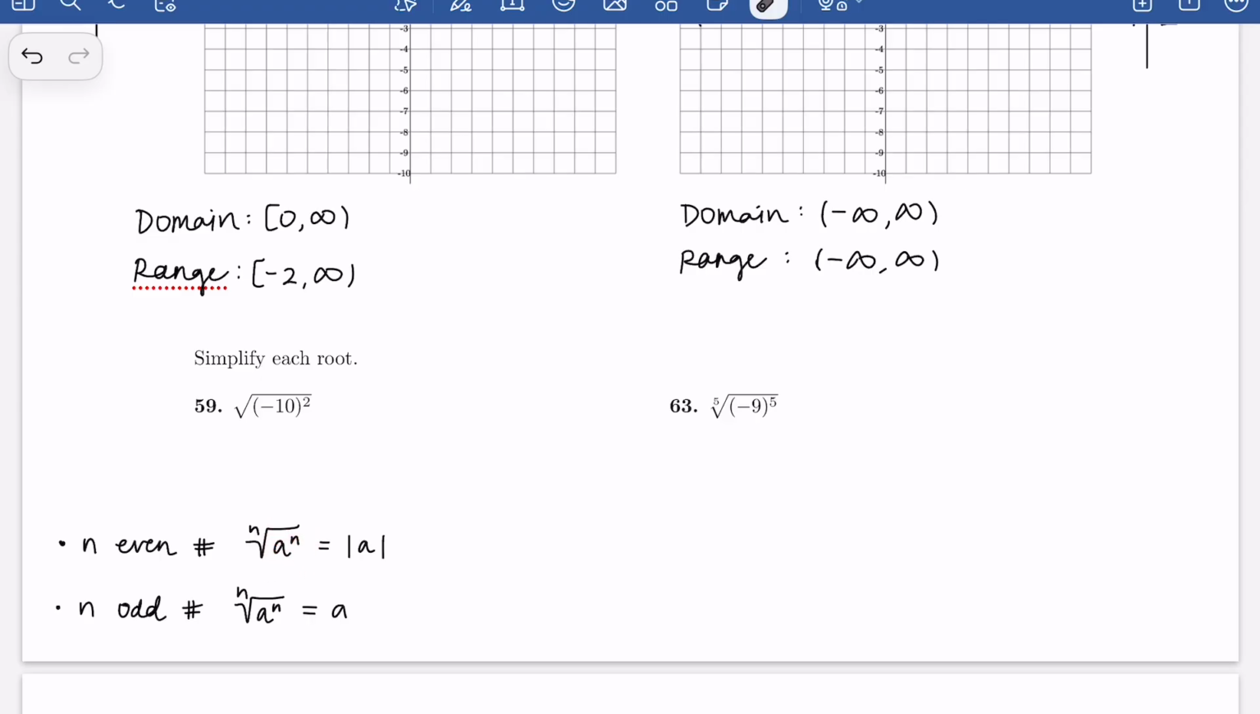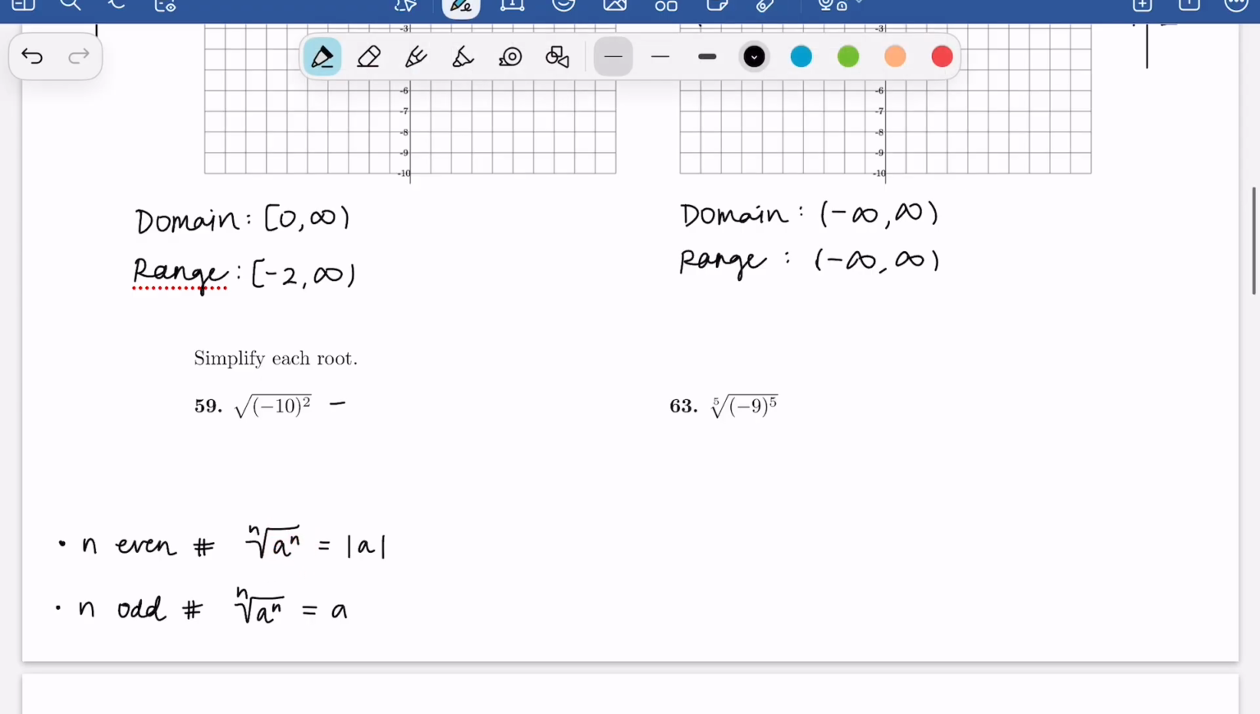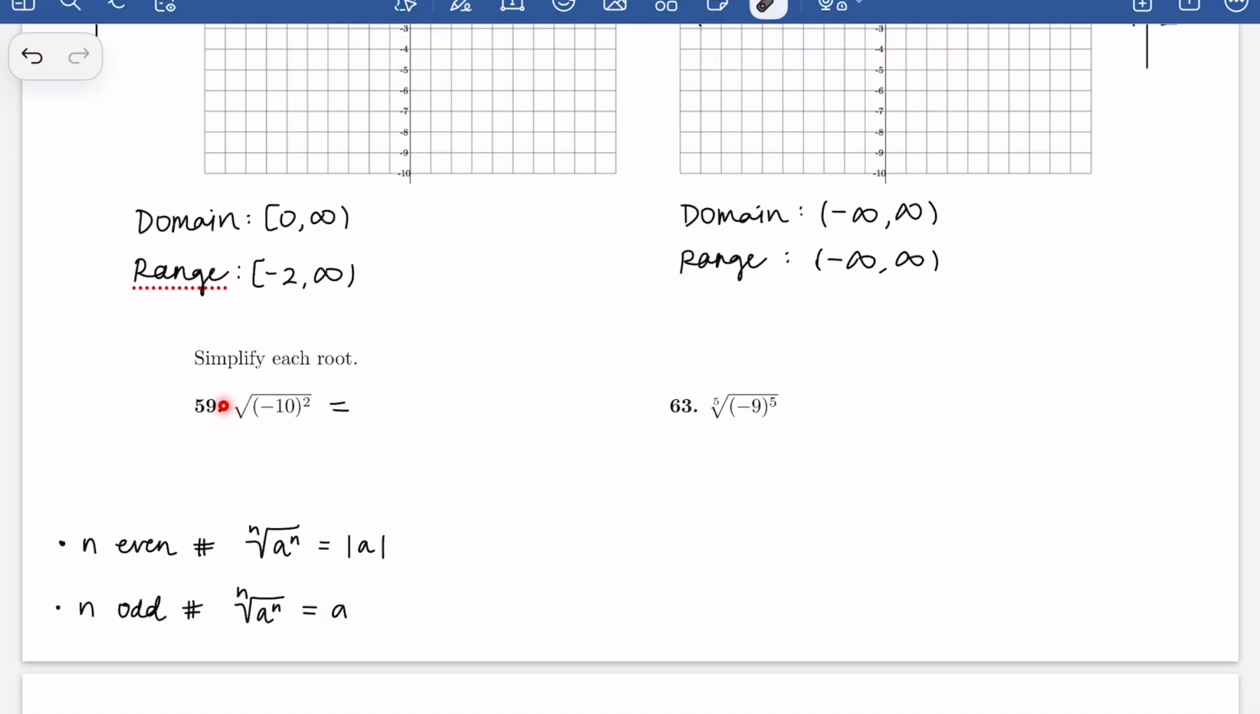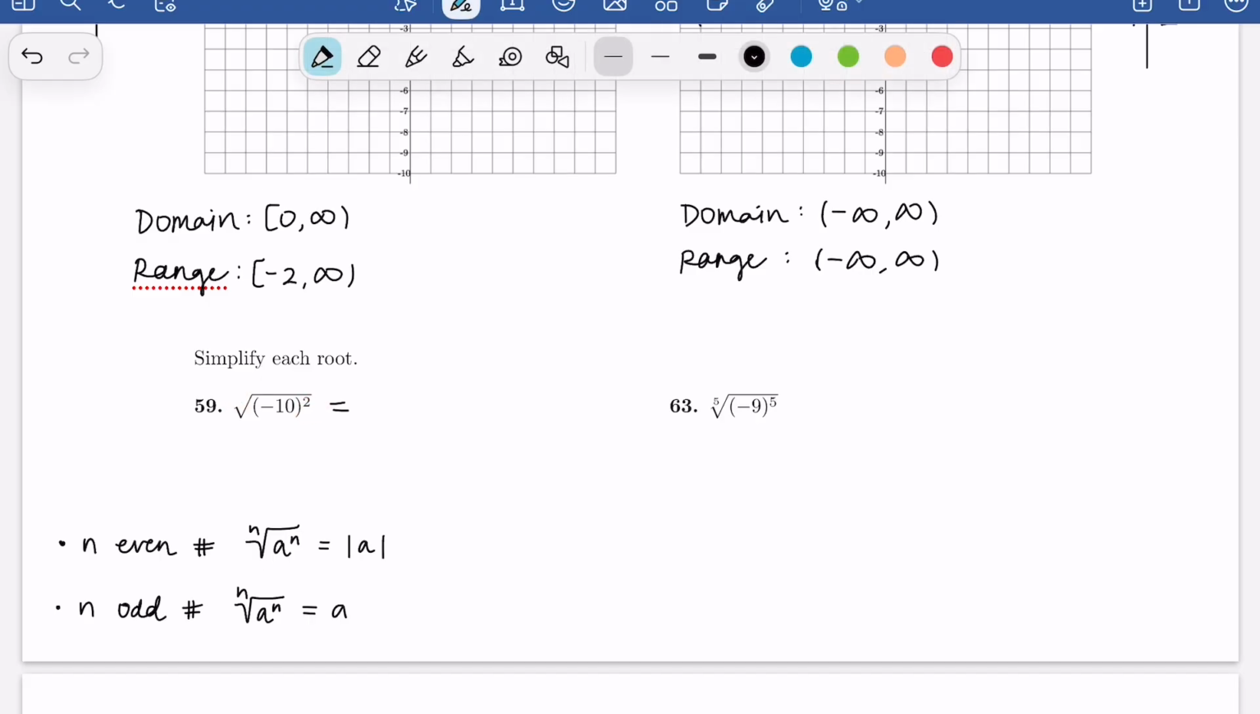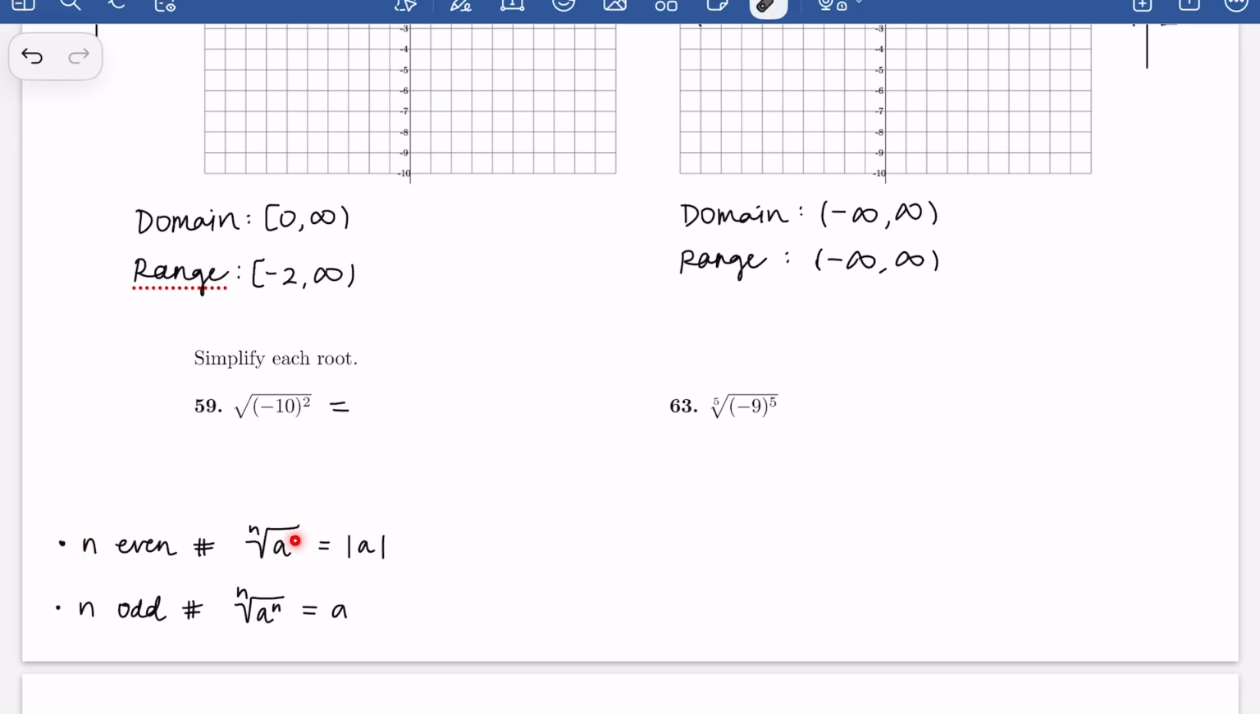So let's look at this first example here for 59. We're taking the square root of -10 squared. So our square root and this power here under that root are the same. So what we can do is use our first rule here, since both of these are going to be even.